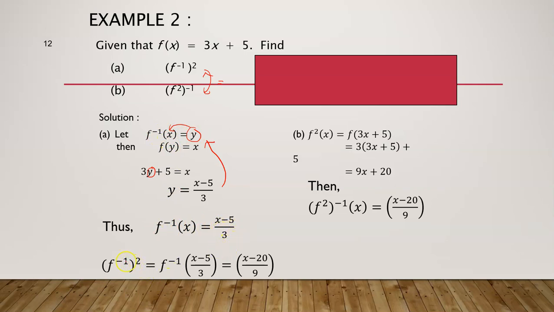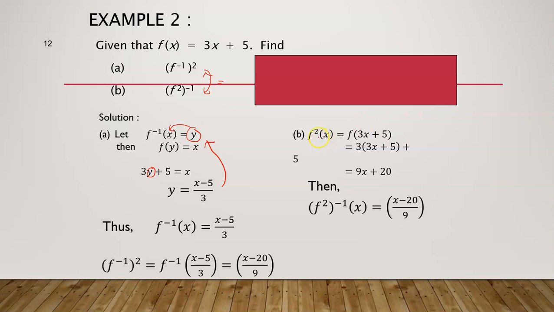Then for f inverse of f inverse, we take f inverse of x minus 5 over 3 and substitute it inside here. So x minus 5 over 3, minus 5, over another 3. So you will get x minus 20 over 9.